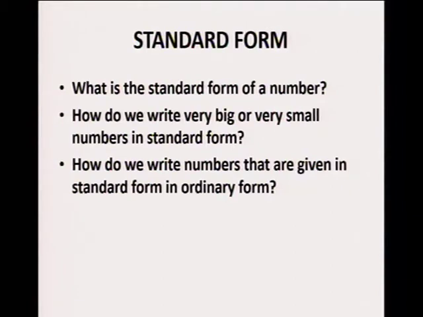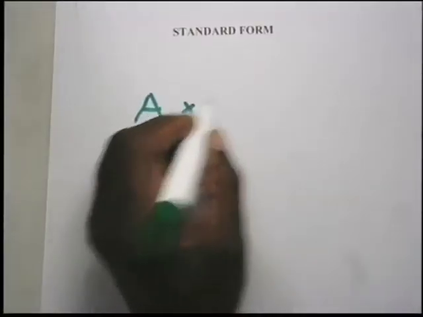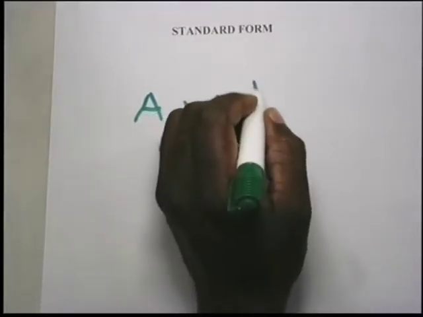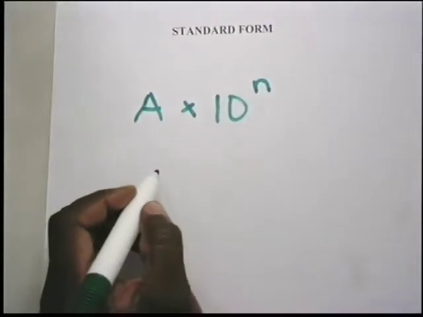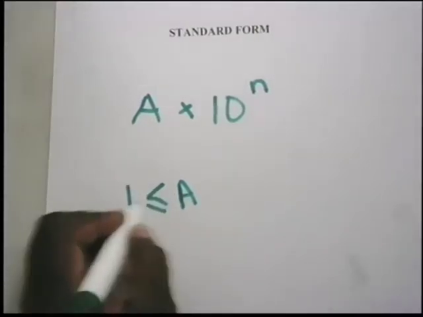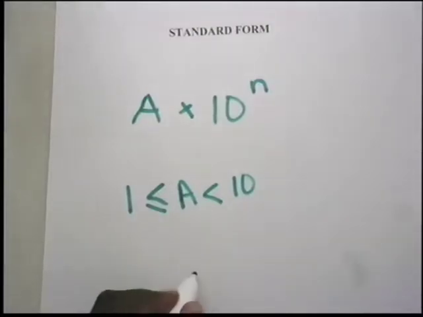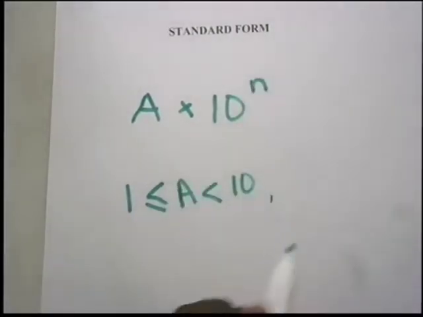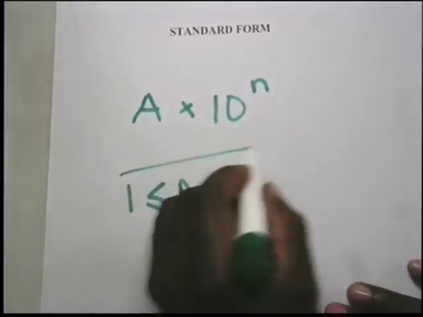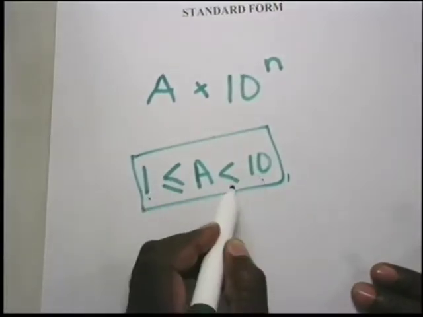So, looking at the standard form of a number, by definition, a number is in standard form if you write it as A multiplied by 10 to the power of n, where A is a number between 1 and 10, but n is an integer, is any whole number. So n is a whole number. So the restriction is on A. A should be a number between 1 and 10, but strictly less than 10.